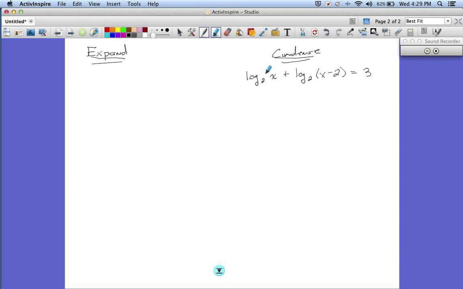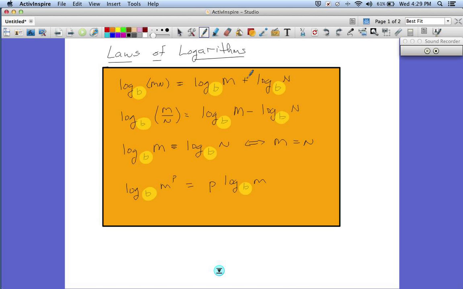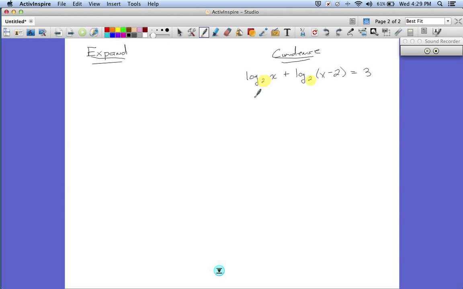Well, the key here is to recognize I have the same base. I'm adding them. So if I look at my first property where I'm adding them, that's the same as multiplying them. So I can say this is log base 2 of x times x minus 2 equals 3. So a little more algebra. That becomes x squared minus 2x. And now by using the definition of a log, remember, log x base b equals y if and only if b to the y equals x. So this statement right here is the same as saying 2 cubed equals x squared minus 2x.